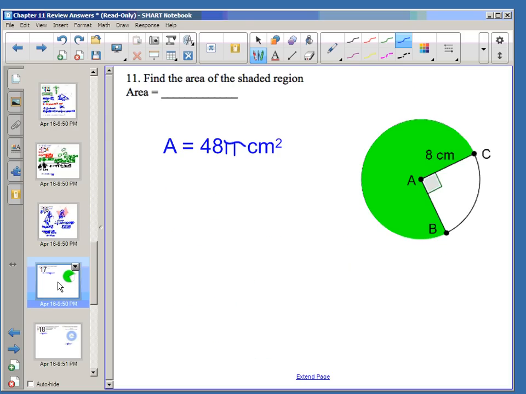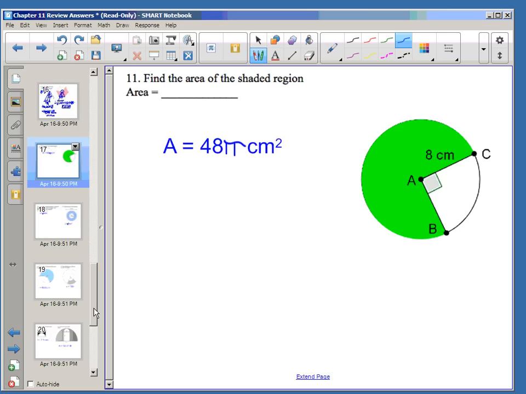And we're moving on to number 11. I'm not sure when the second page started. I think this is the last one on the second page, so I'll stop and make a new video after this one. So number 11 it says find the area of the shaded region.